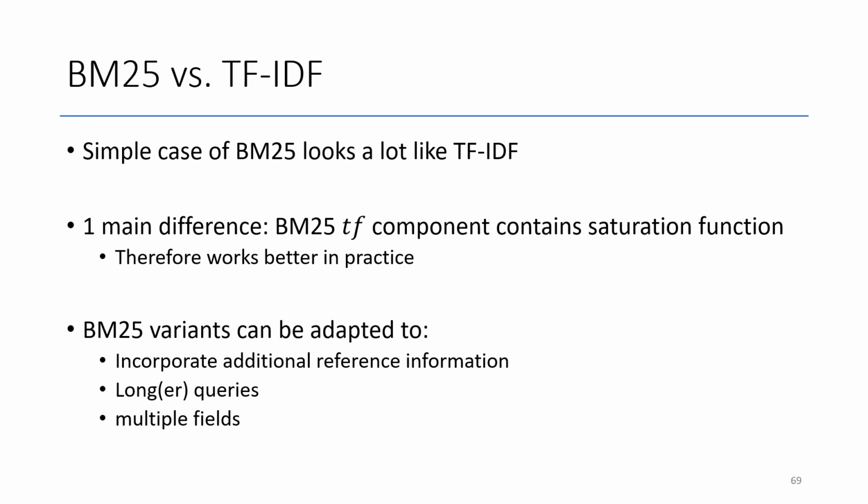The simple case of BM25 looks a lot like TF-IDF, as we just saw. The one main difference is that BM25, the term frequency component, contains a saturation function. And this has been shown to be the source of more effectiveness in practice. And of course, BM25 can be adapted for many different scenarios, such as long queries or multiple fields.